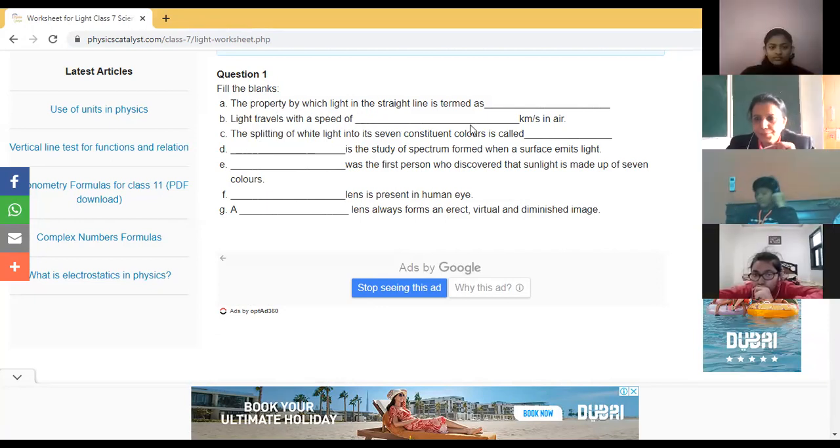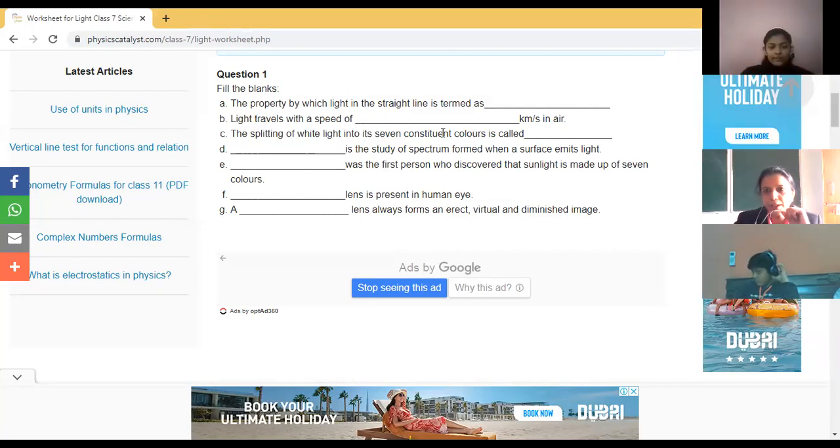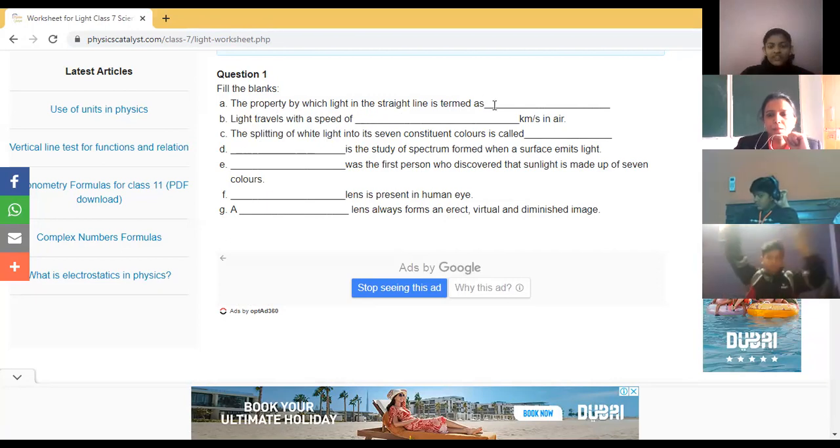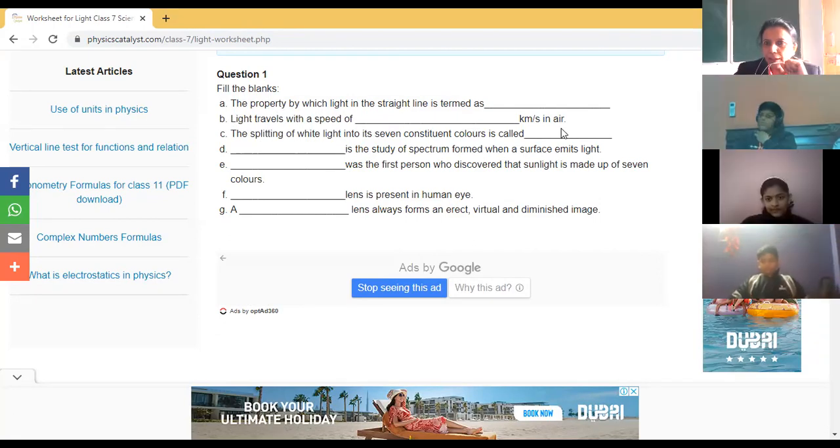Yes, Vedika. Kindly raise your hands quickly. Ma'am, rectilinear propagation. Rectilinear propagation of light. Good. Second is: light travels with the speed of dash in air.